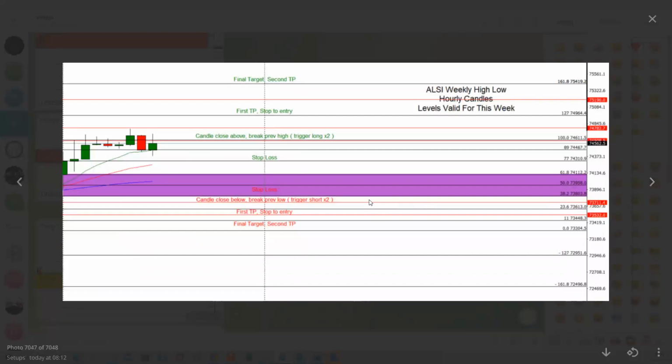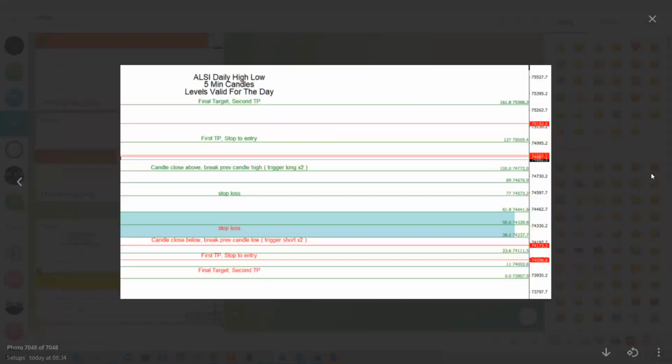On the Aussie weekly high low, currently between levels of 89 and 100. If you look at moving averages, 8 is above 21, above 50. That's indicating trend is up. Excuse me. We still haven't got a trigger long. So for now, we're looking for a candle close above the 100 level, break previous candle high to aim for the 127 first TP, 161.8 second TP, and stop loss being at the 77. Remember, guys, same rules apply with the red lines.